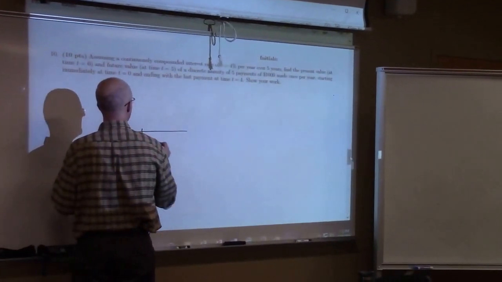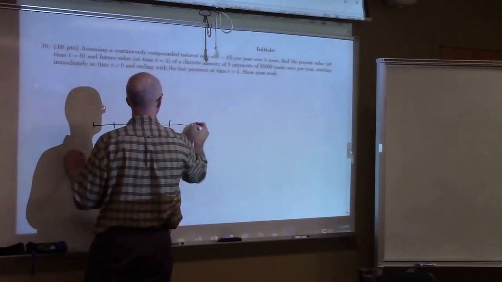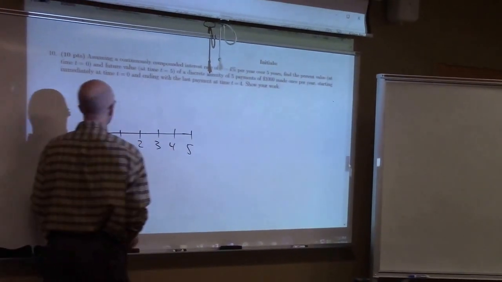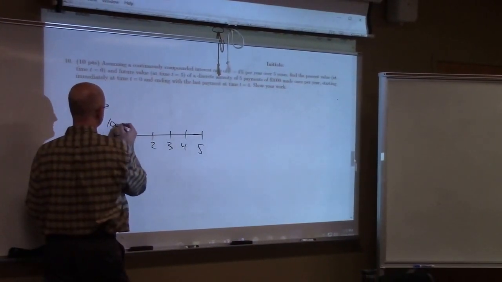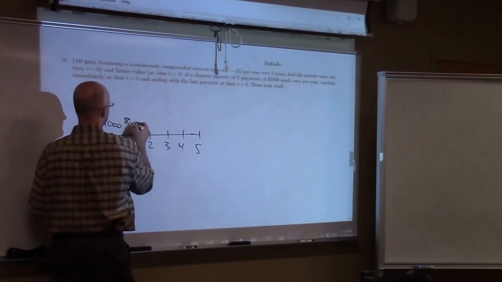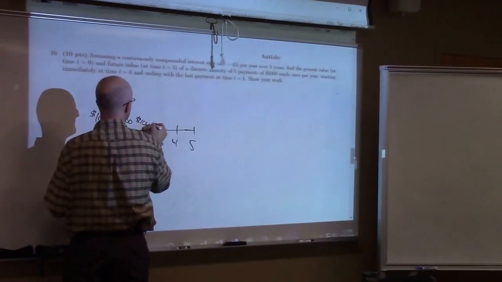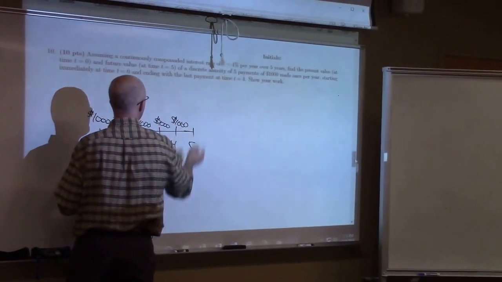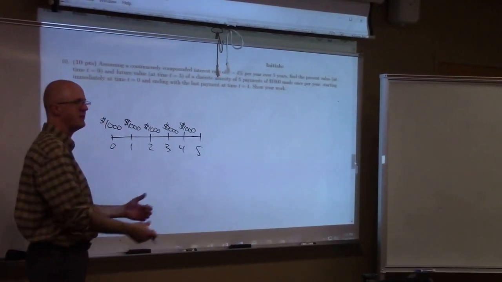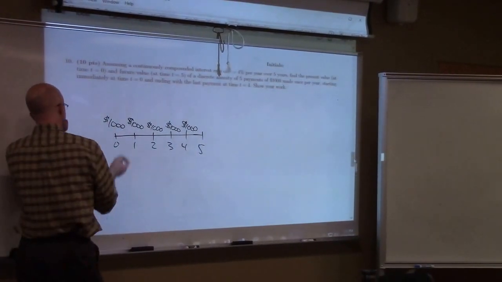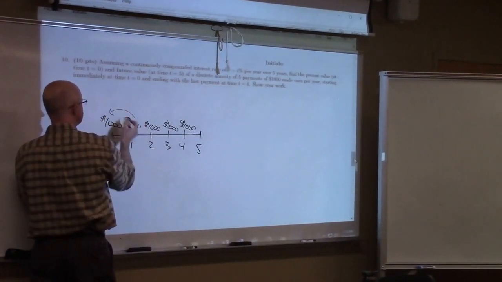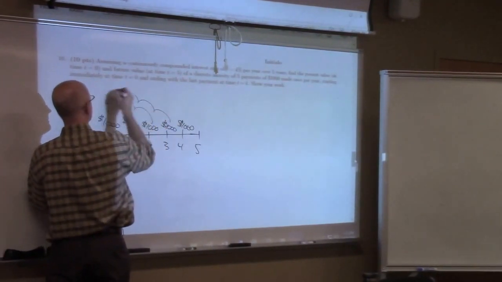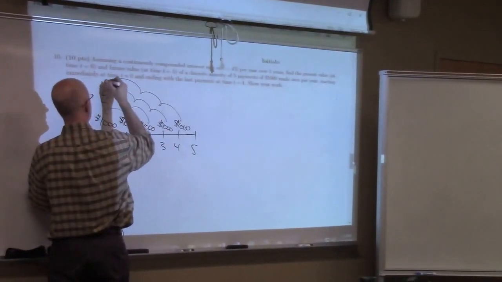It's helpful to make a time interval here: time 0, time 1, time 2, time 3, time 4, time 5. Your payments start at time 0. You get $1,000 here, $1,000 here, $1,000 here, $1,000 here, and $1,000 there. For the present value, you are pulling all these back in time, so to speak. One of them is already where it's supposed to be. This one gets pulled back in time 1 year, this one 2 years, this one 3 years, and this one 4 years. Oops.